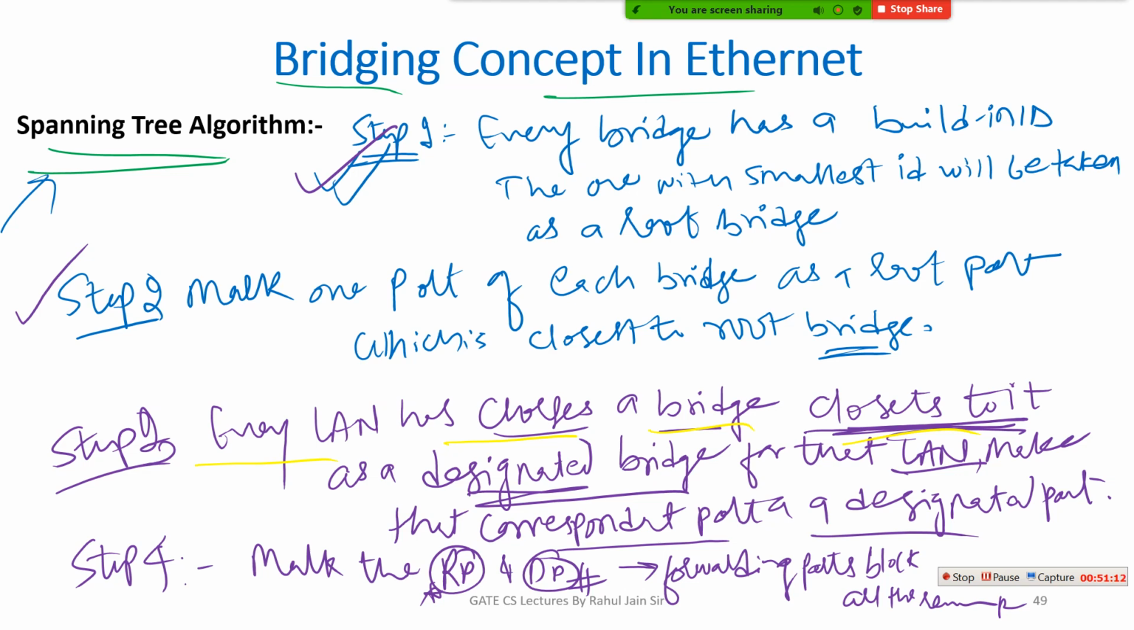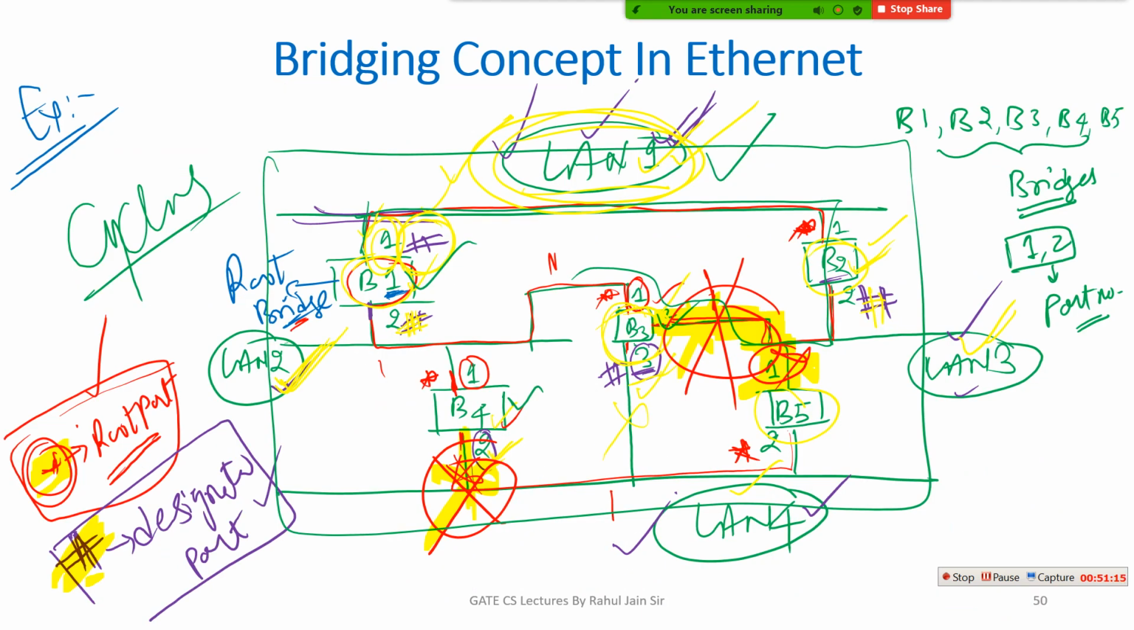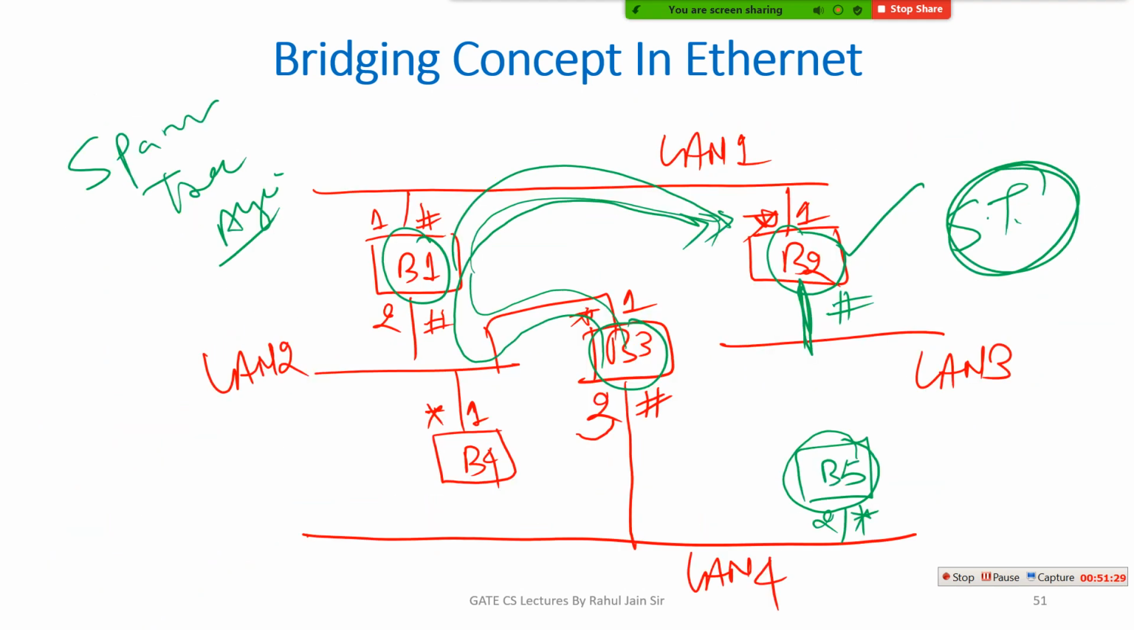There are four steps. In the first step, we assign the root port for each bridge. In the second step, we assign the designated port, and after that we eliminate the remaining ports which do not have any designated port or root port, and by that this cycling problem of bridging is solved. And spanning tree will convert our cyclic bridges into a tree of bridges, so our cycling problem is resolved. And this is the bridging concept in Ethernet.